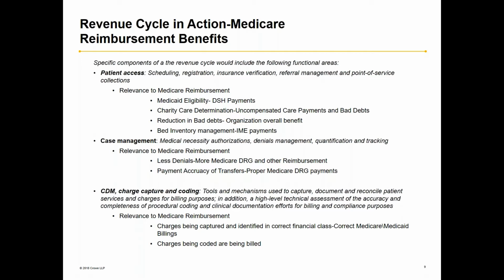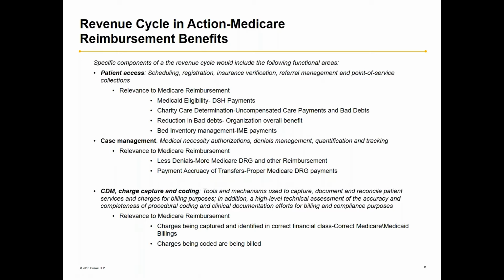Moving forward, capturing all of this information, CDM, charge capture, coding, what are we doing to make sure that we have captured all of that information throughout the patient stay, so that we can make sure everything's in the correct financial classes, and we're billing appropriately, depending on whether we're billing inpatient or outpatient Medicare stays. If you're a PPS hospital, are you understanding what DRGs it needs to be coded to?